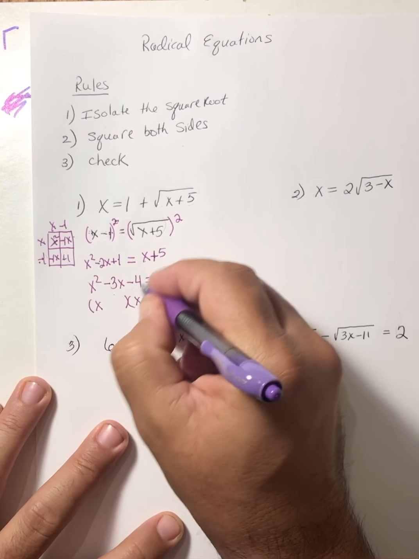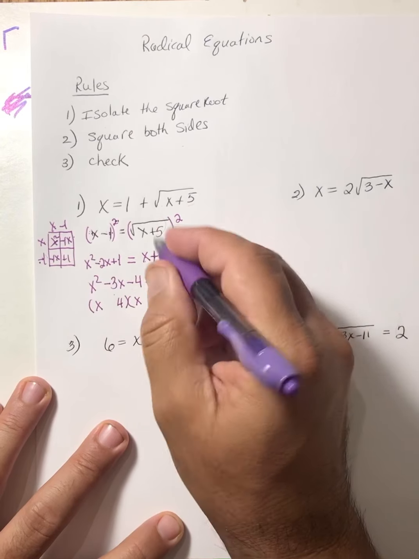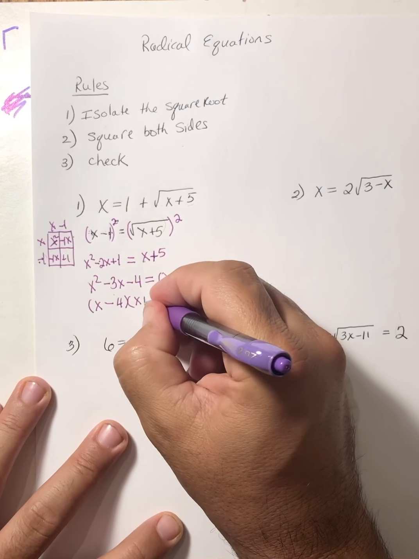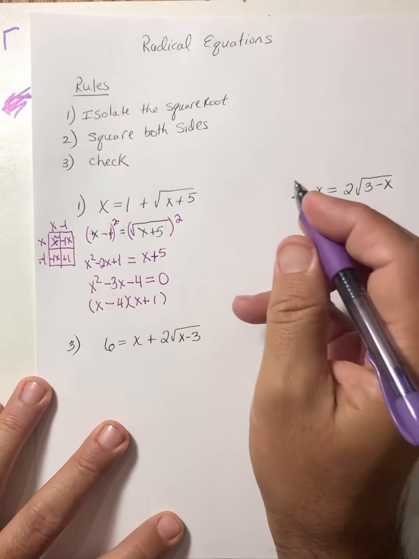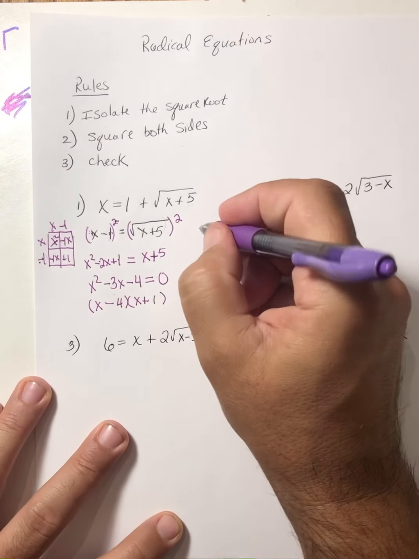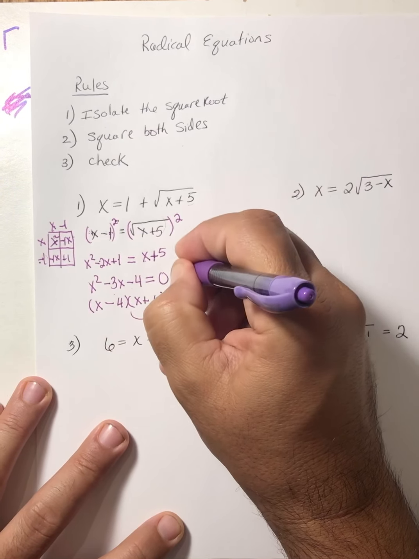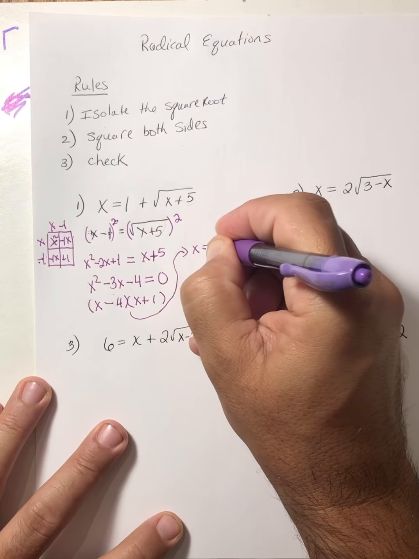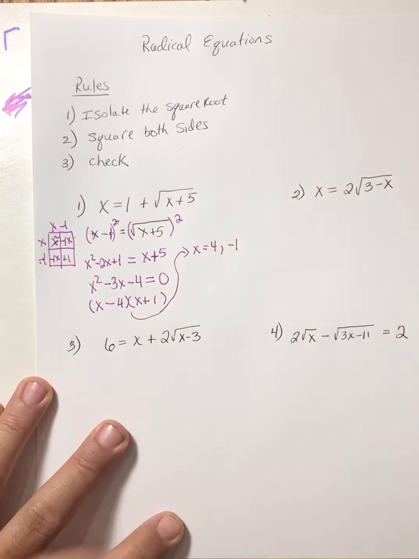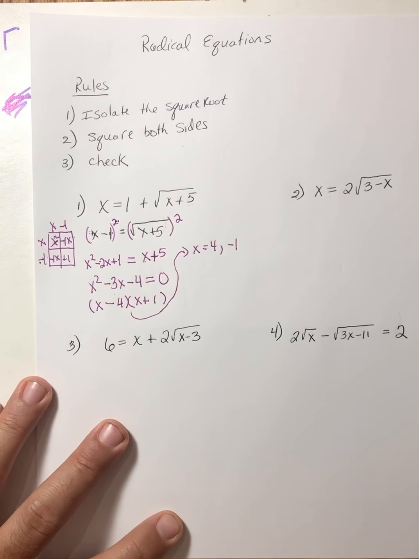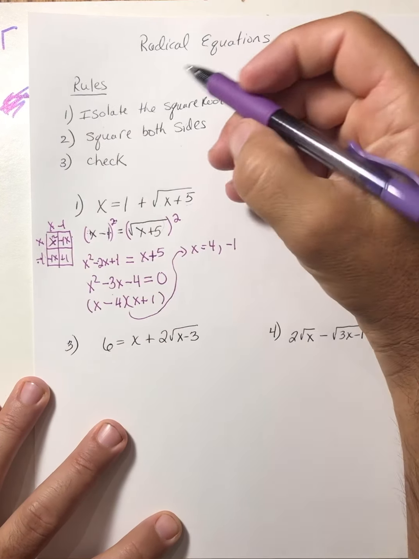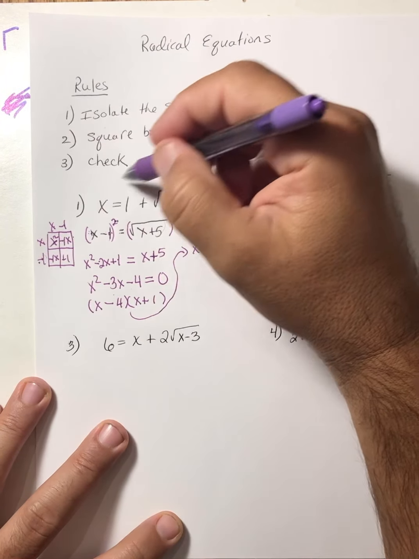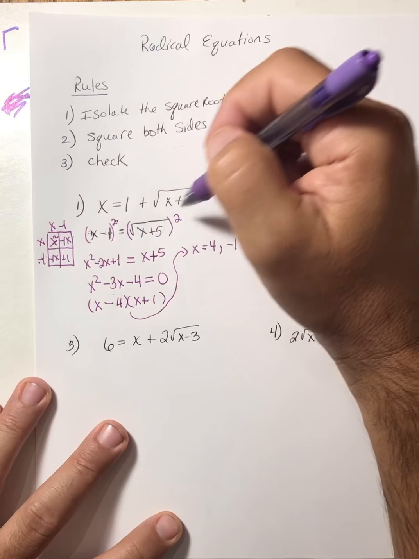x and x, 4 and 1, minus 4 plus 1. So I have x equals 4 and negative 1. All right, so we have our solutions. Well, these are our possible solutions. So now I have to check. We have to make sure we can keep our answers. So always go back to the original.